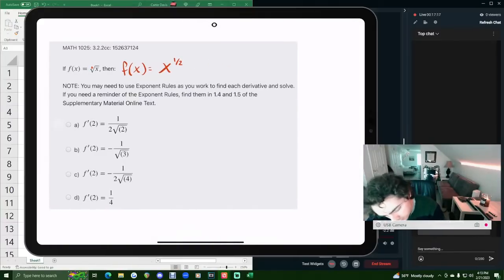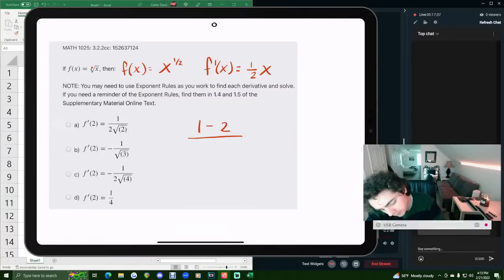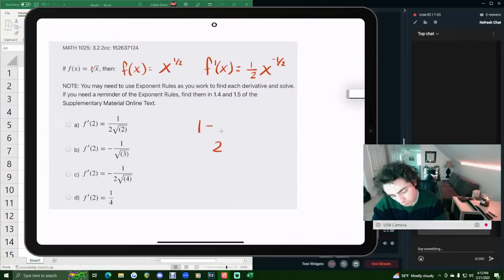And so the original function can be rewritten as x to the 1/2, and once it's in this form, that allows us to use the power rule to take the derivative. So we bring out the 1/2, we leave the x, and we subtract 1 from 1/2. Using our trick, top number minus bottom number, and we leave it over the bottom number. 1 minus 2 is -1, and we leave it over 2. So -1/2 is our new exponent.